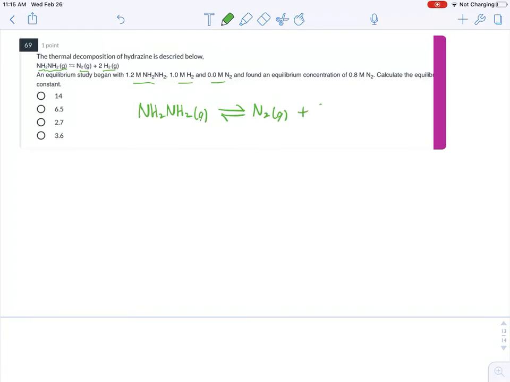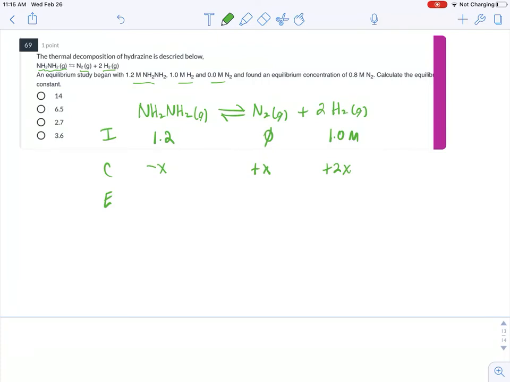So let's go ahead and set this up. Initially, we have 1.2 molarity of the hydrazine. We have 1.0 molar hydrogen, and we have none of the nitrogen. And we're going to have some differences here in x. Remember, we put the plus under the 0, so there's going to be plus x here and plus 2x. And this can be minus x. And we add the columns.